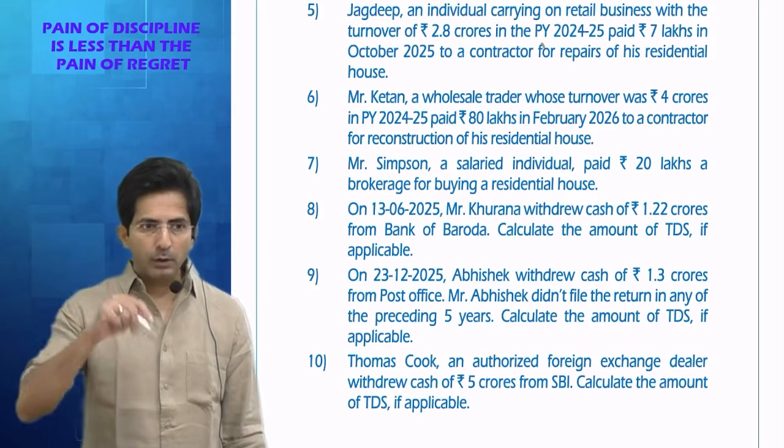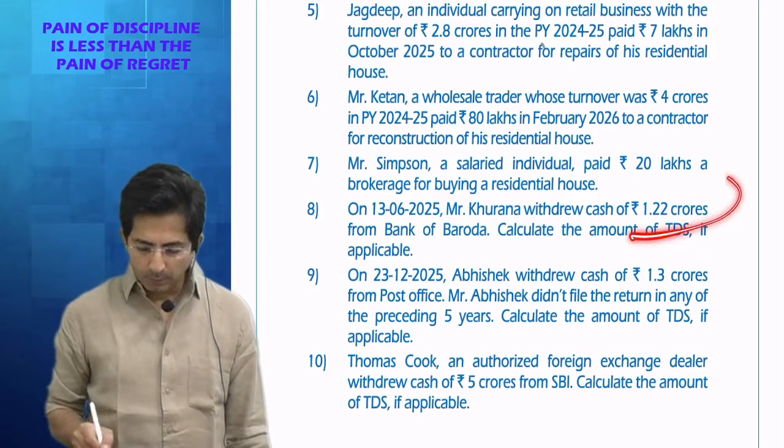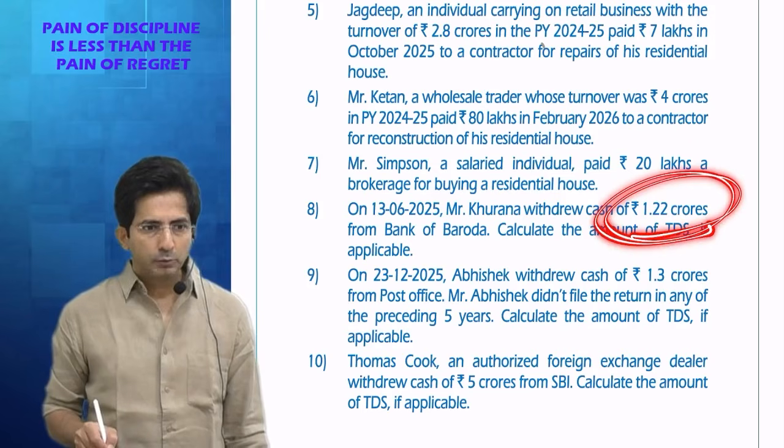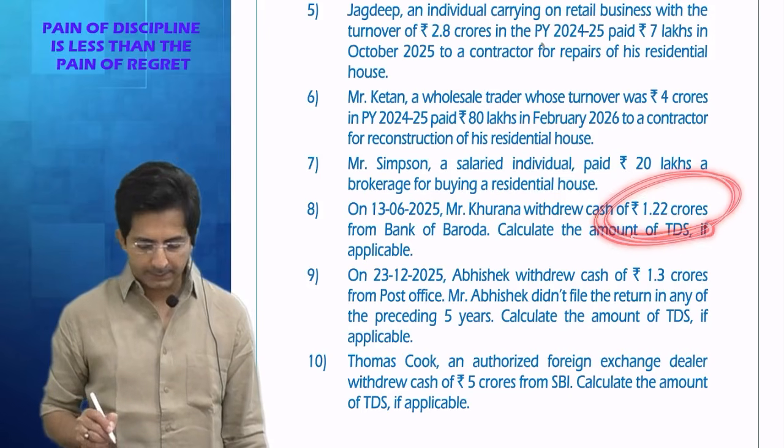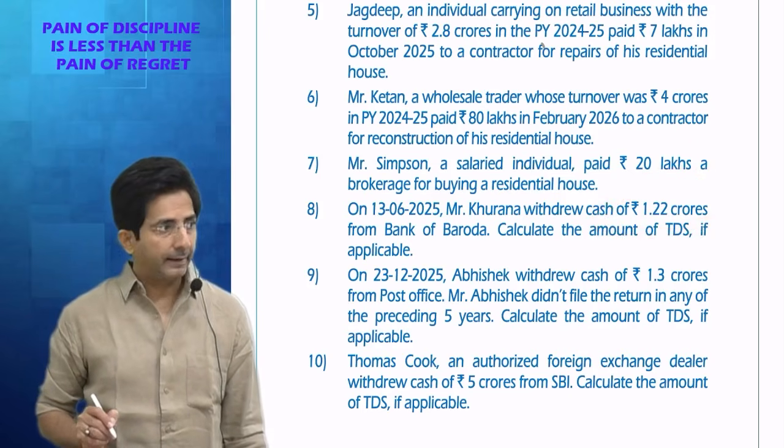In excess of 1 crore, 2%. And is the 2% on the whole amount or the excess amount? Excess amount. So what is the excess amount? 22 lakhs. So 2% of 22 lakhs will be the TDS under 194N.